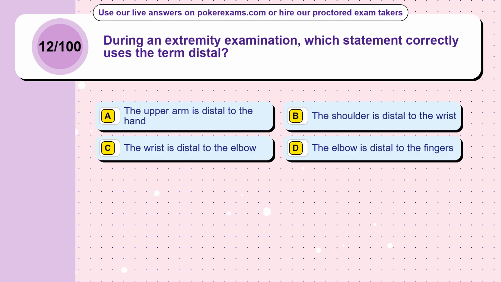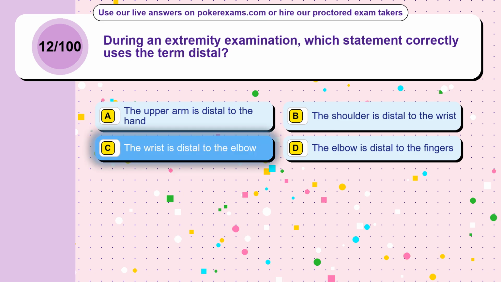Question 12. During an extremity examination, which statement correctly uses the term distal? Option A. The upper arm is distal to the hand. Option B. The shoulder is distal to the wrist. Option C. The wrist is distal to the elbow. Option D. The elbow is distal to the fingers.